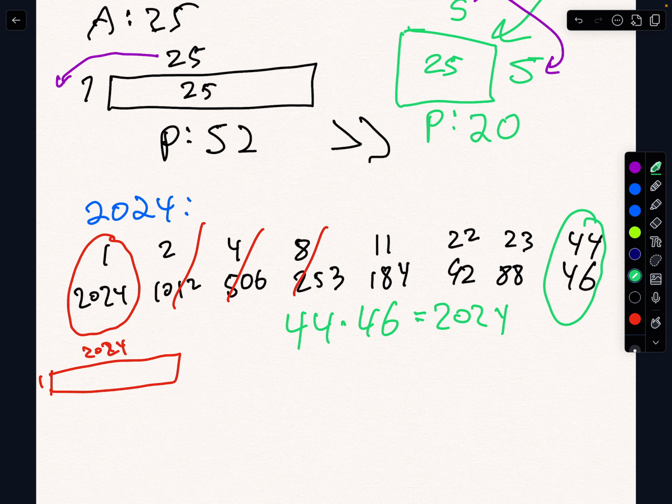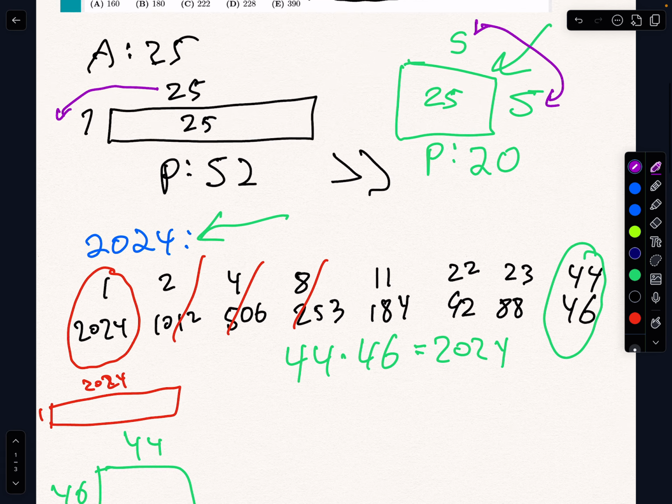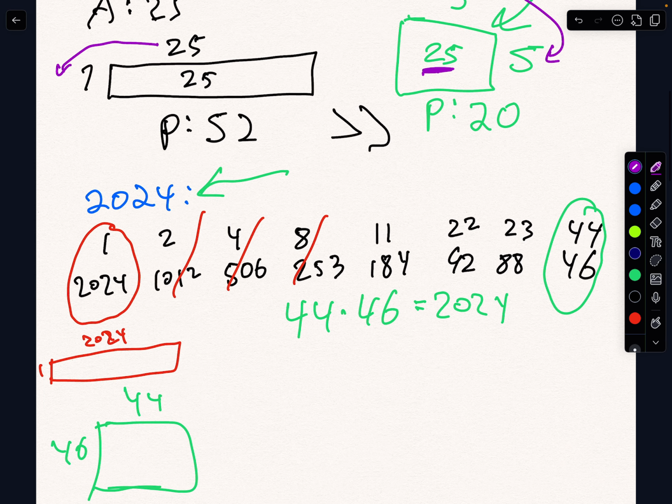For example, 1 times 2024 is obviously going to give us a rectangle with the largest perimeter. And as you go down the list, the perimeter becomes smaller and smaller until finally you reach these two numbers. 44 times 46 gives you 2024, and the rectangle will have a relatively small perimeter. Actually, the smallest perimeter that you can make for a rectangle of this area.